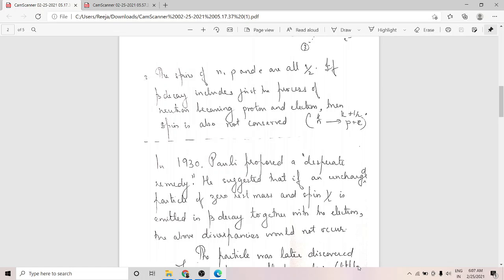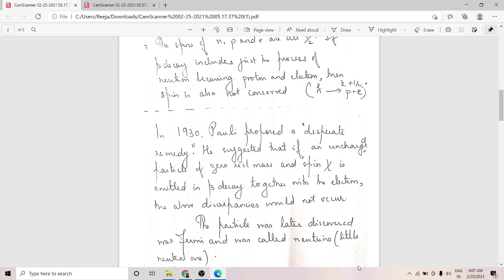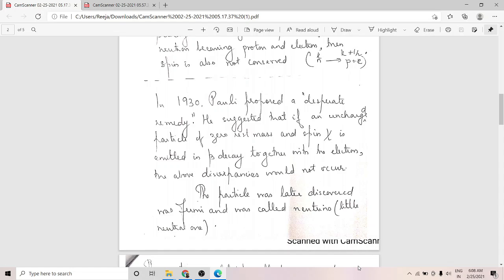The particle was later discovered by Fermi and it was called neutrino.